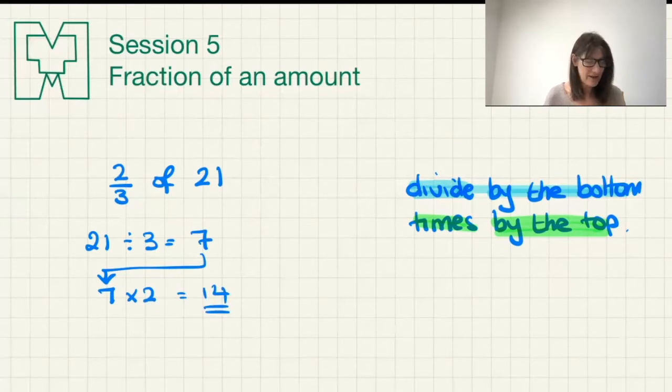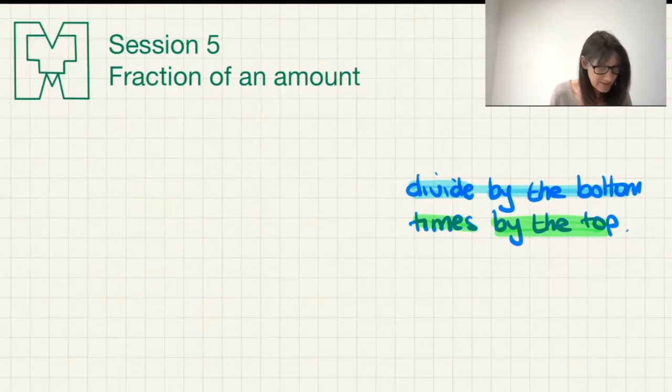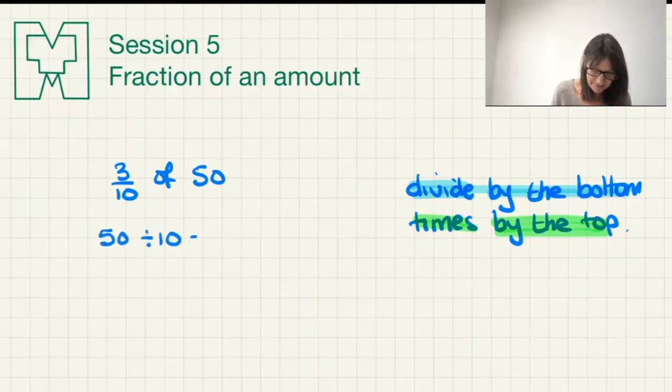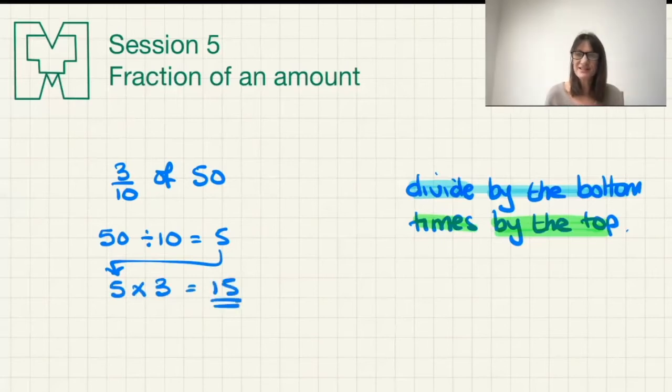Okay, let's have a go at another one quickly. So we've got 3/10 of 50. Okay, off you go. And then the answer, 50, divide by 10, and you've got 5. And then 5 times by the top gives you 15 as an answer.